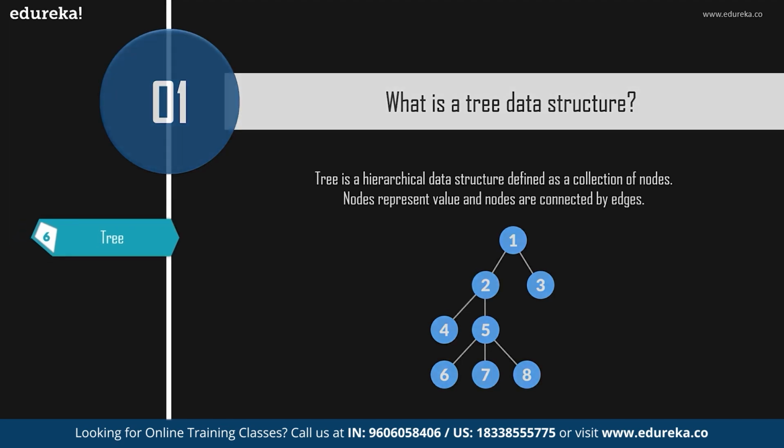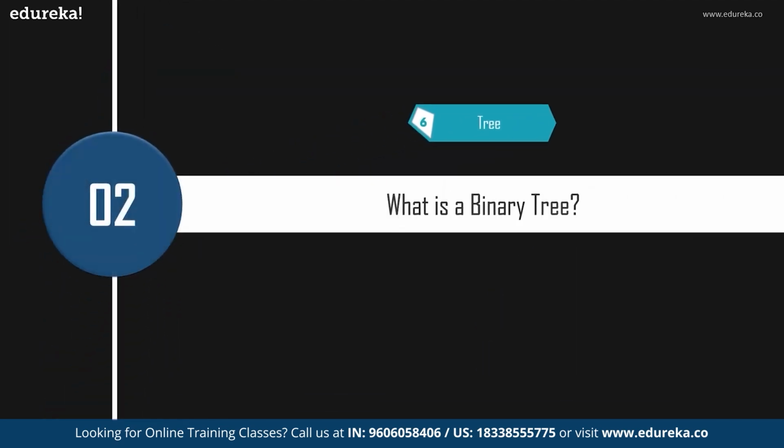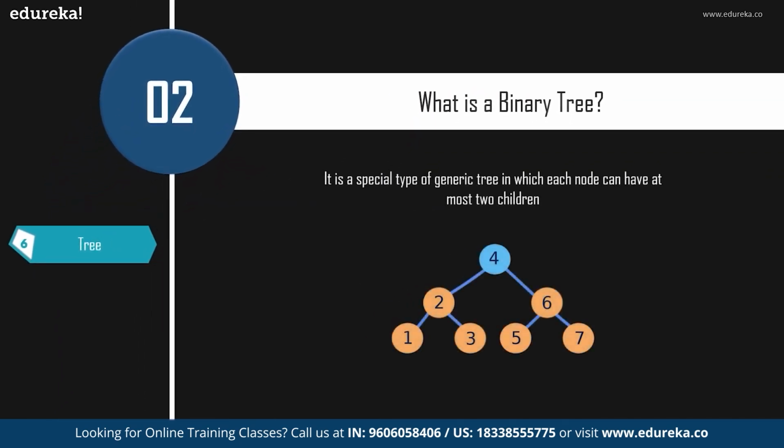Now moving ahead to the next question, what is a binary tree? A binary tree is a special type of generic tree in which each node can have at most two children. A binary tree is generally partitioned into three subsets: the root of the node, left subtree, and right subtree. A binary tree node contains the following parts. First is data, then a pointer to the left child, and a pointer to the right child.